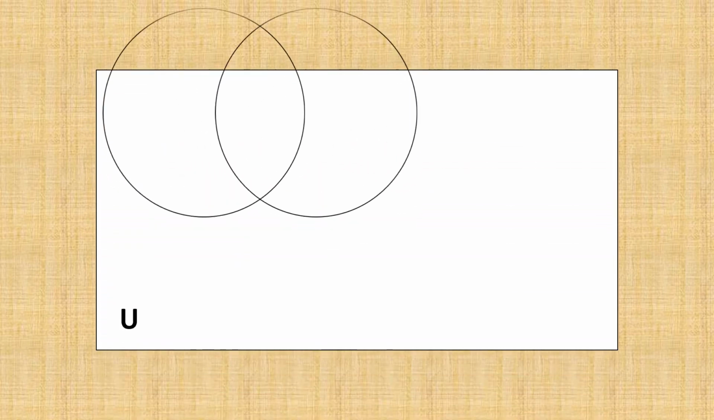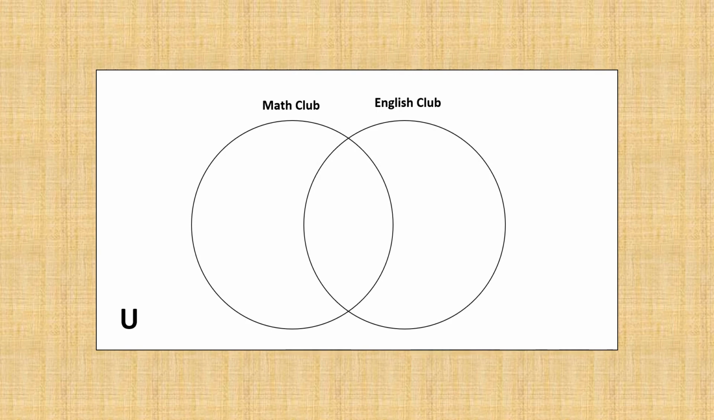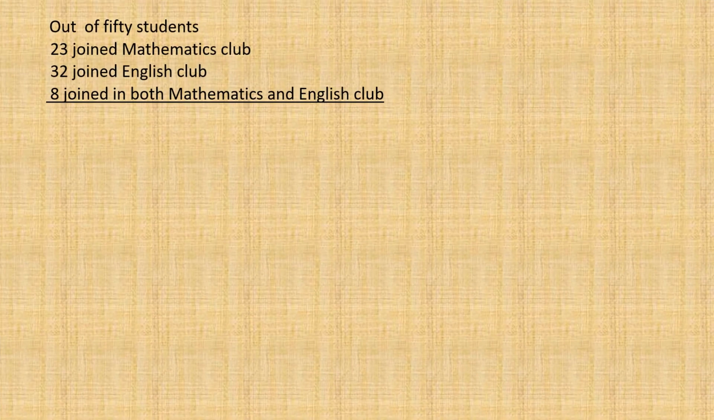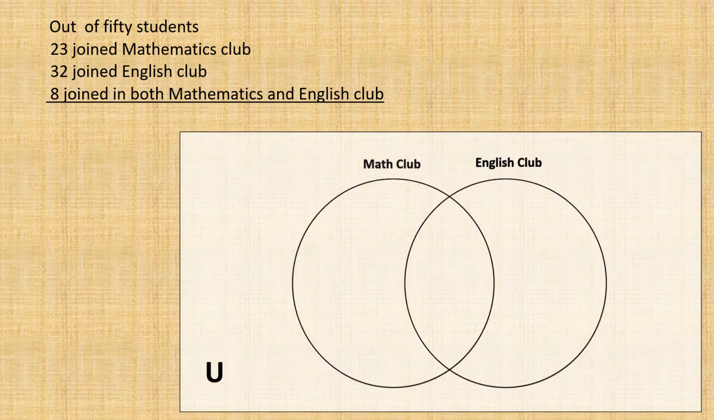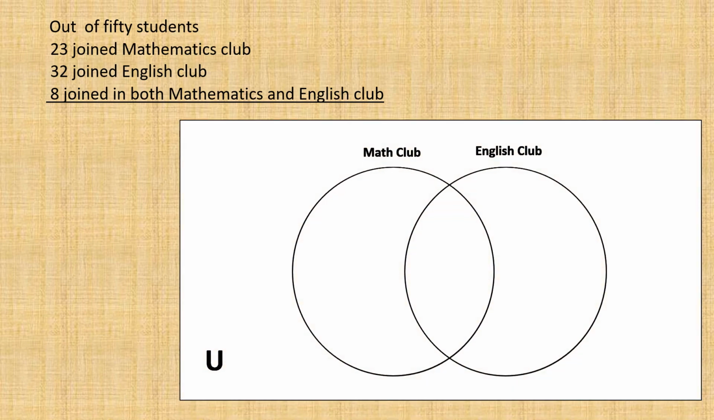Make a Venn diagram. Draw two overlapping circles representing two sets, the Math Club and the English Club, inside the universal set. Now, let us use the technique start inside out. Start filling the sets from the inside out. The last given data is 8 joined in both Mathematics and English Club. Put 8 at the center where the two sets overlap.